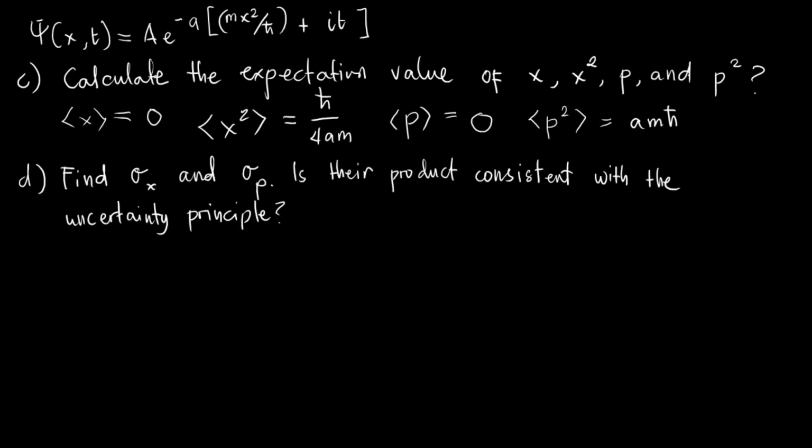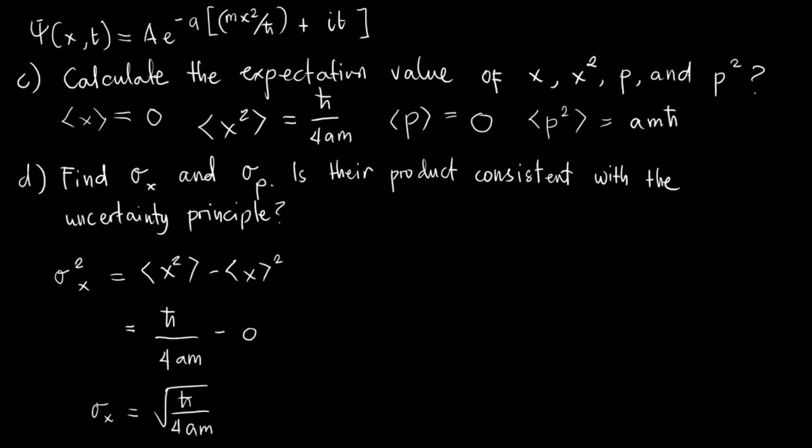Now we're going to use the results from part C to solve for the deviation of position and momentum. Sigma sub x is given by this equation. Inserting the expectation value of x squared and the square of the expectation value of x, then taking the square root, we get the deviation in position. Same can be done for the deviation in momentum.